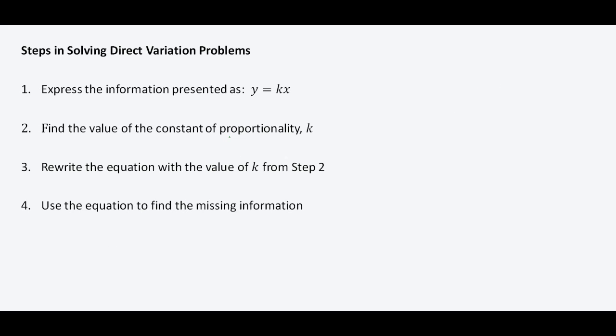Now you may ask, how do I go about solving direct variation problems? The first thing you want to always do is write it as an equation. Here it shows that y varies directly as x, with k being a constant of variation. The next thing we're going to do after that is to find the value of the constant of variation or the constant of proportionality. And then when you find that value, you can rewrite the equation with the value of k, which is our constant that we found in the previous step. And then we will use the equation to find any missing information. Let's go look at some examples and then you can see how to apply this.